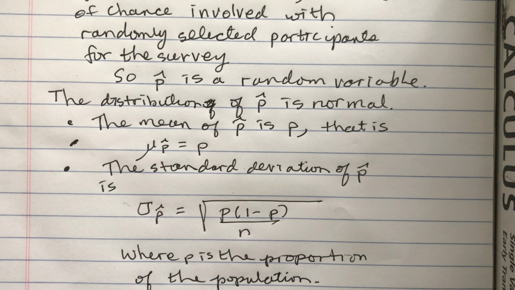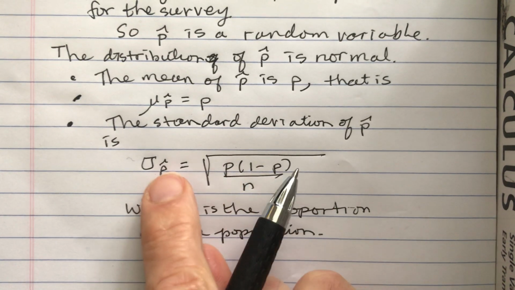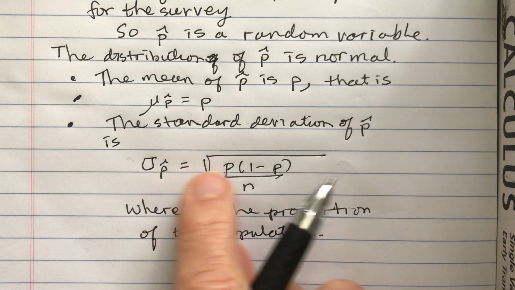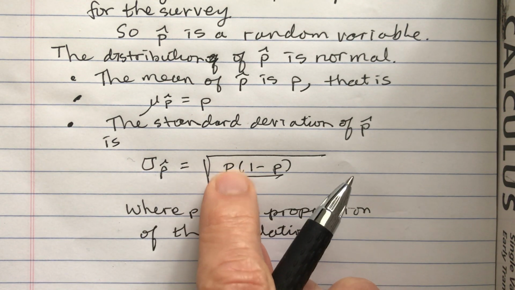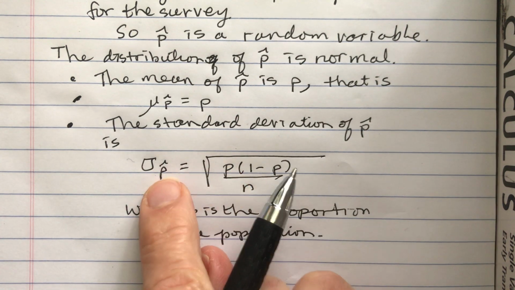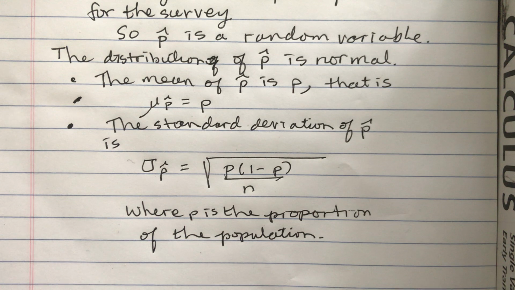This is really like a hypothetical problem, because the thing about this formula is that the reason we're taking a survey is to try to estimate what the population proportion is. So we don't really know that. What you can do is try to estimate by putting in p hat here. But we're not going to do that in this section, I don't think.